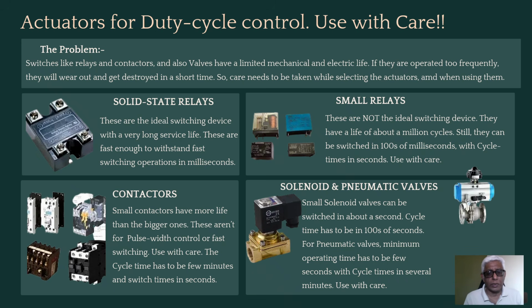A small relay will have a life of about 1 million, 2 million cycles. It is perfectly okay to have a minimum 1% duty at 1 second, and then the cycle time itself being about 100 seconds. The smaller the relay, you can have lesser cycle time, but bigger relays, you have to keep the cycle time large enough to be in hundreds of milliseconds. Maybe then it will work.